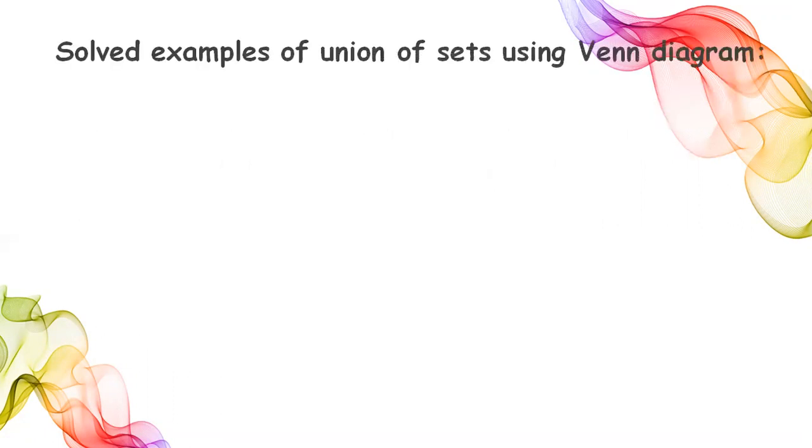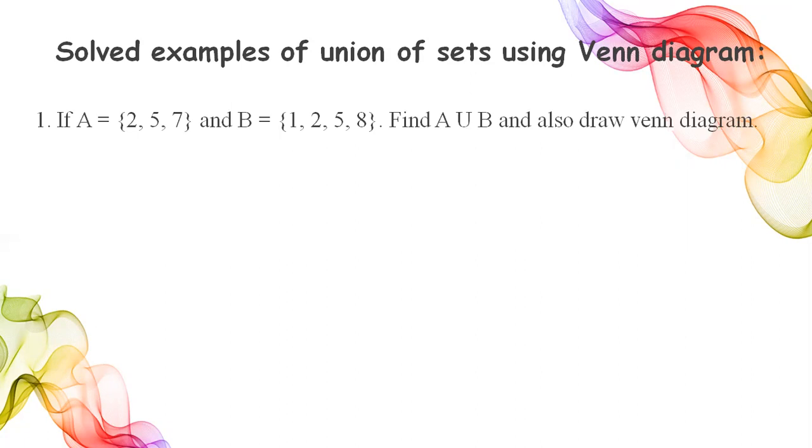To understand our topic, we need to take help from examples. Let's take an example. Set A contains 2, 5 and 7, and set B contains the elements 1, 2, 5 and 8. We need to find A union B and also draw the Venn diagram.